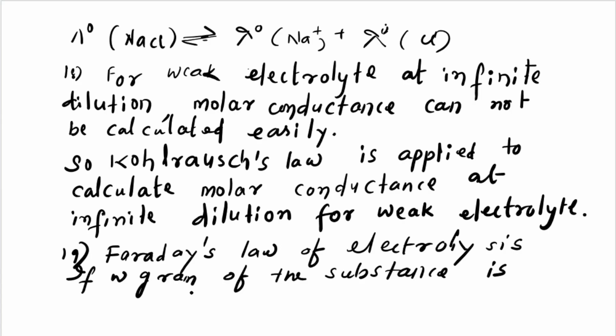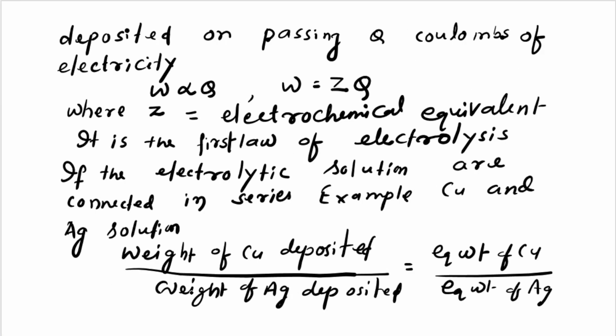Then come to Faraday's law of electrolysis. Faraday, the scientist who provided two laws, said: if W gram of the substance, listen carefully, is deposited on passing Q coulombs of electricity, then what does the law say? W is proportional to Q, and W equals ZQ. Z is the electrochemical equivalent. It is the first law of electrolysis.